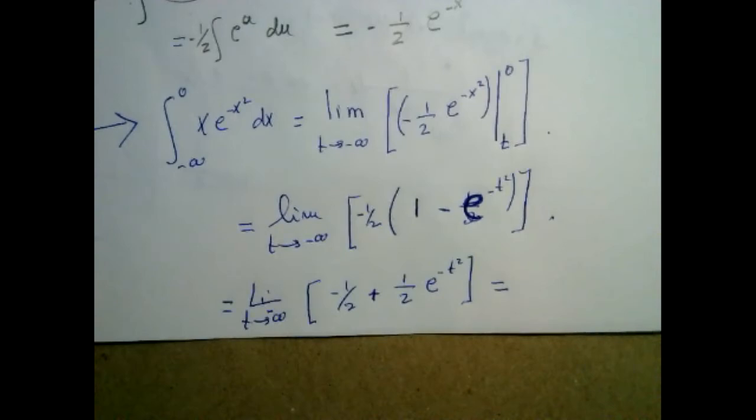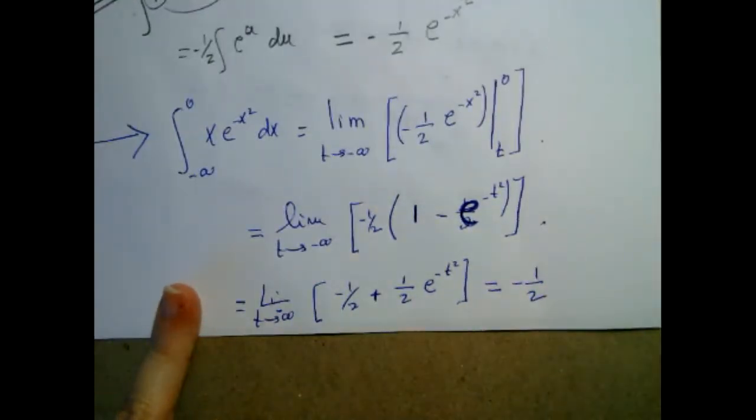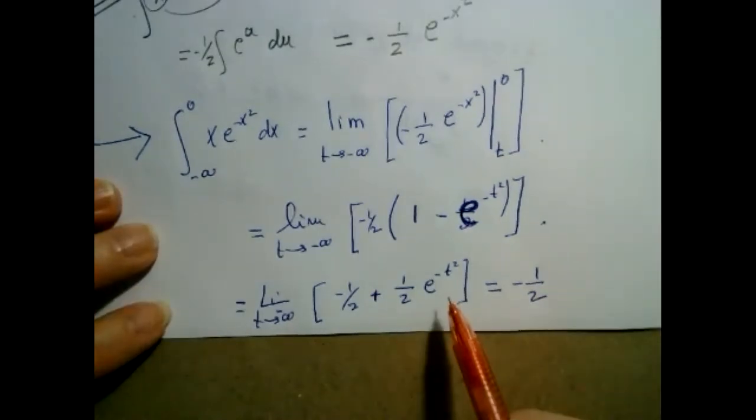Anybody? Would it just be negative half? It will be negative half. Yes, because e to the negative infinity is going to end up being 0.